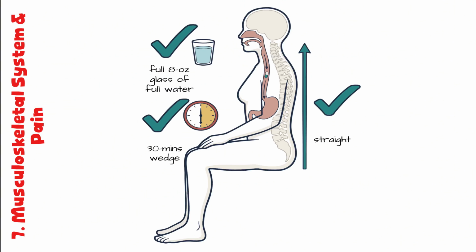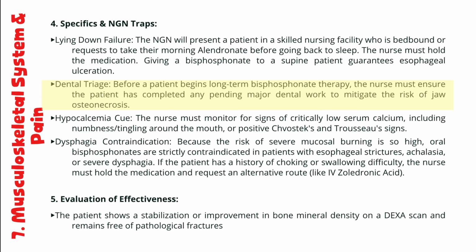Sit or stand upright for a full 30 minutes after swallowing. First thing in the morning, empty stomach, full 8-ounce glass of plain water. No coffee, juice, or mineral water. Giving this to a bed-bound supine patient guarantees esophageal ulceration. Hold it. Major dental work needs to be completed before starting long-term therapy.